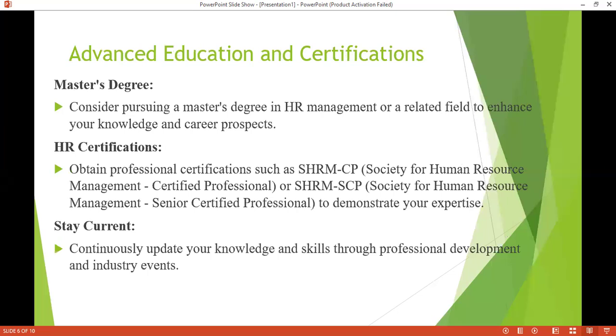The master degree, we have pursuing a master degree in HR management or a related field to enhance your knowledge. Also, like I said earlier, even though you don't have a first degree in HR, you can get a second degree as a master degree in HR. Then obtain professional certification such as SHRM, that's Society for Human Resources Management, Certified Professional. Also, SHRM Senior Certified Professional to demonstrate your expertise. Let's stay current, continue updating your knowledge and skills through professional development and industry events. So you need to continue updating your knowledge and skills.